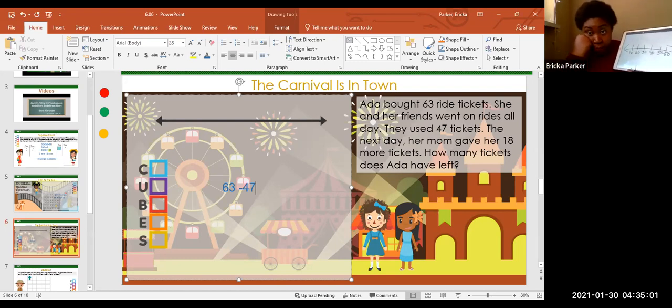All right. So let's look at the tens. If she used 47, how many spaces do we need to jump back? If she had 63, we need to go back how many spaces? 4. 1, 2, 3, 4. All right, so we're at how many tickets? We're at 20.